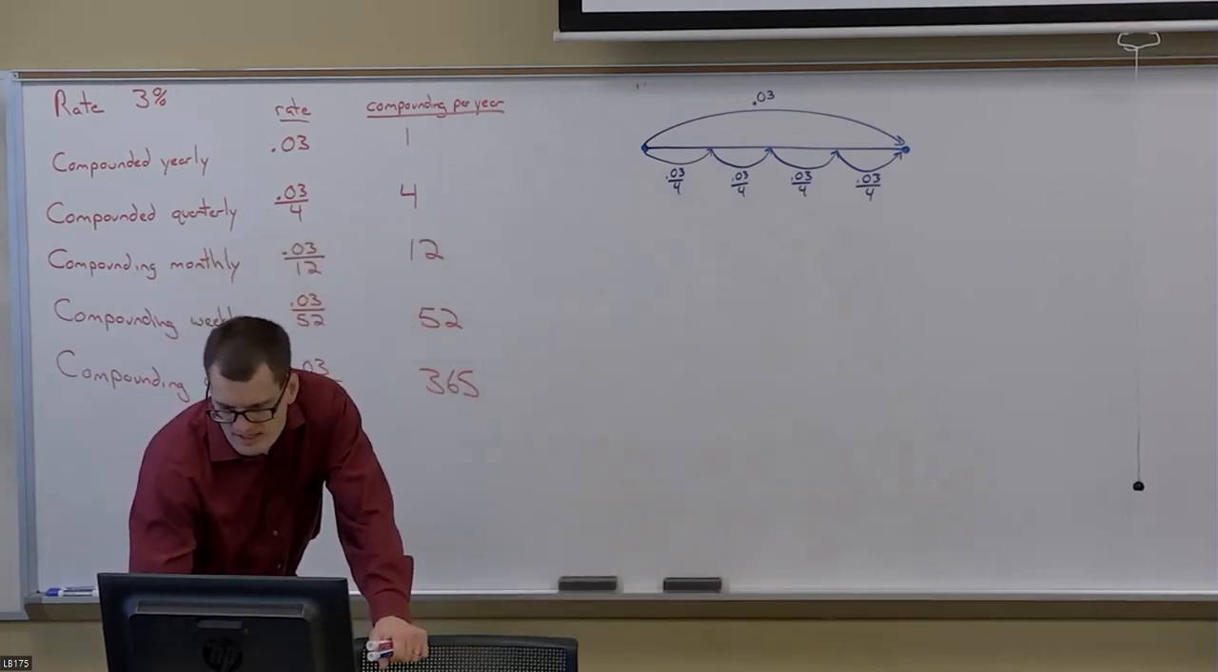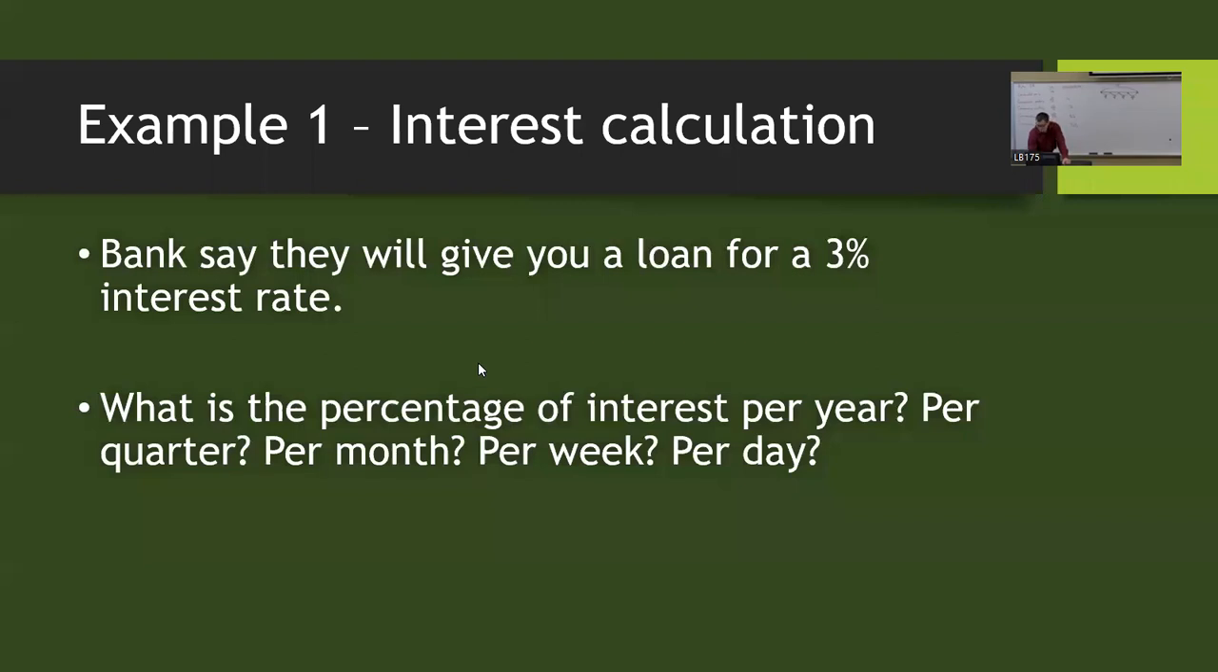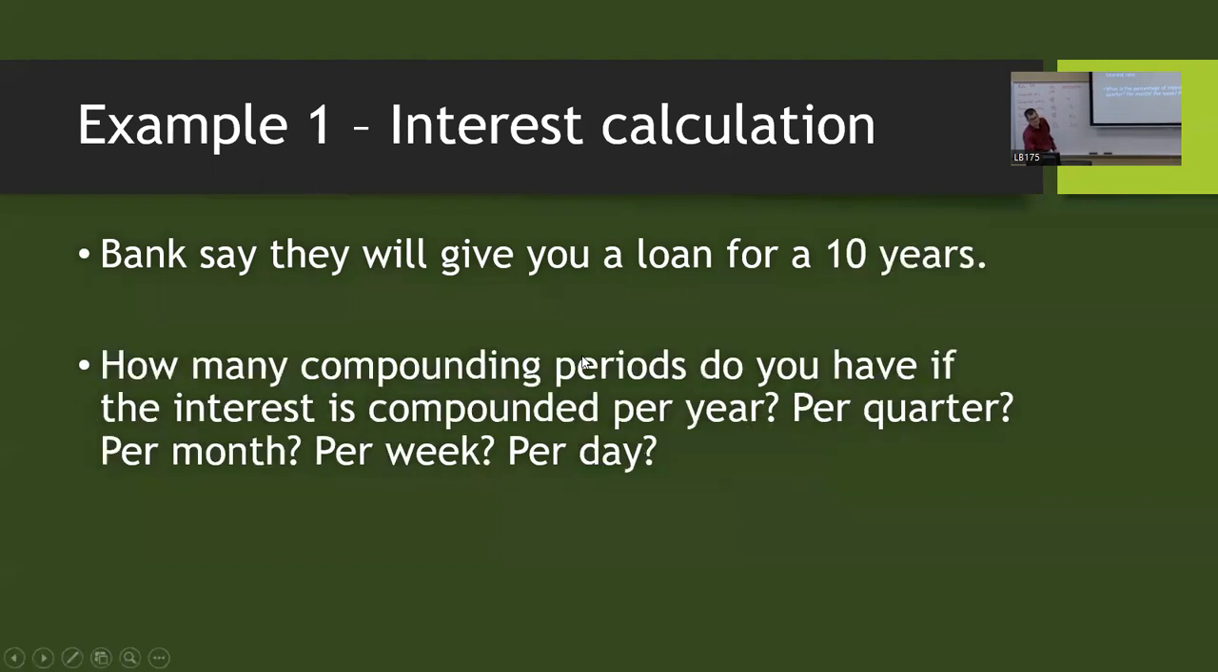So that's the concept of the rates. And the bank is always going to publish the interest rate as 3%, and you have to divide by the appropriate amount.